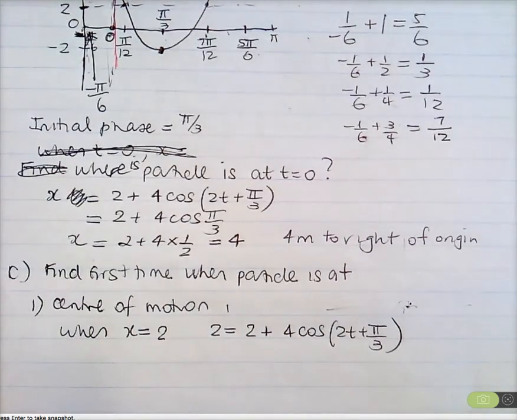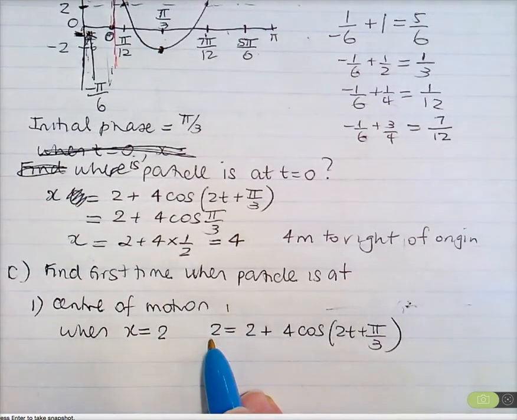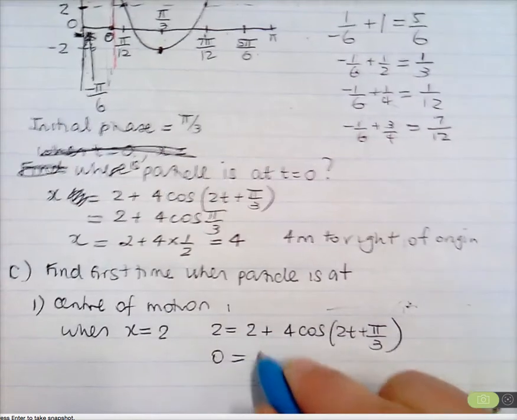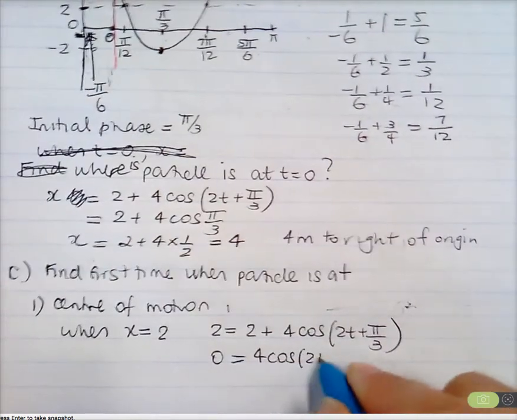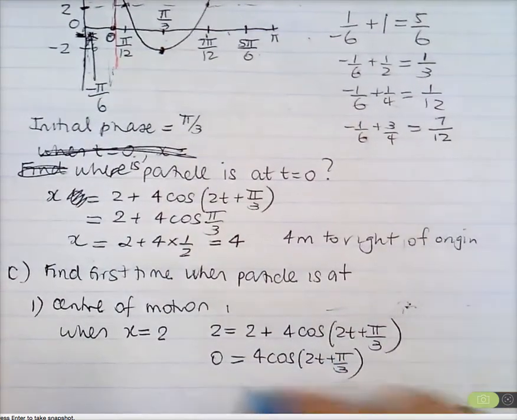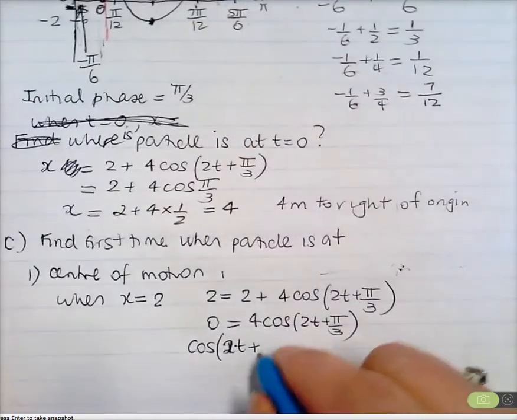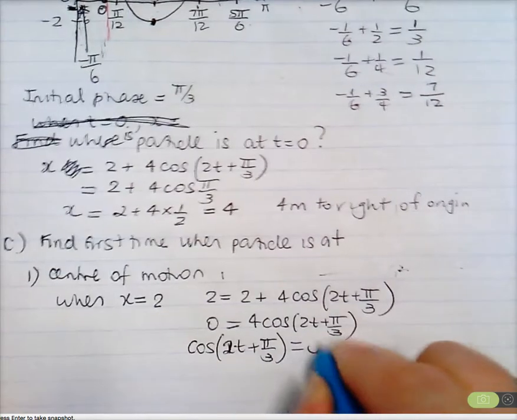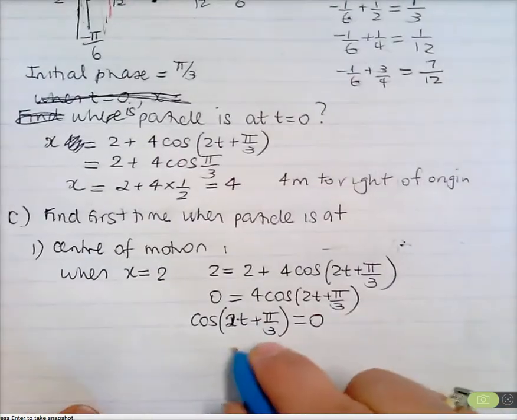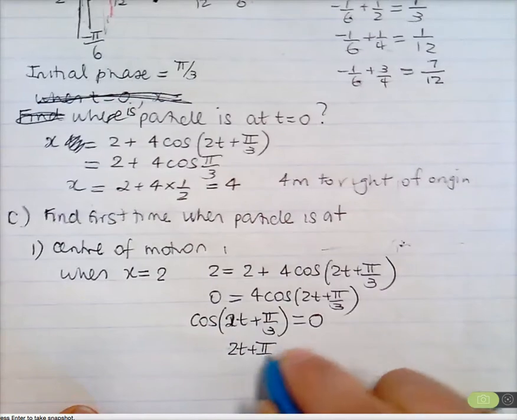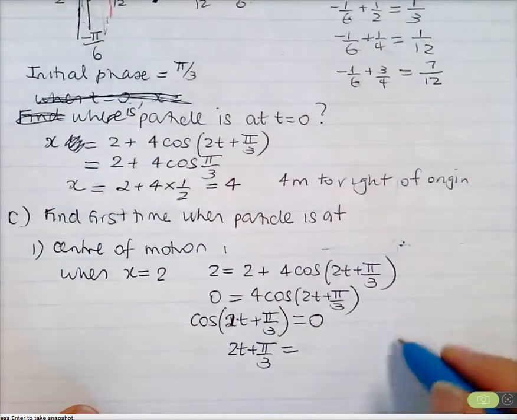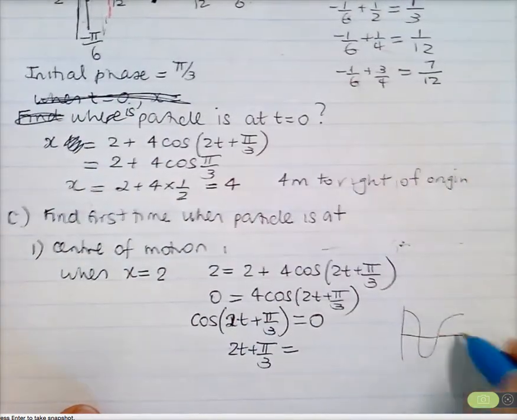What's 2 minus 2? 0. Now what do I do? Divide by 4, and you get cos(2t plus pi on 3) equals 0. And therefore, that 2t plus pi on 3 — don't look at that graph — cos of what is 0? There's a cos curve.